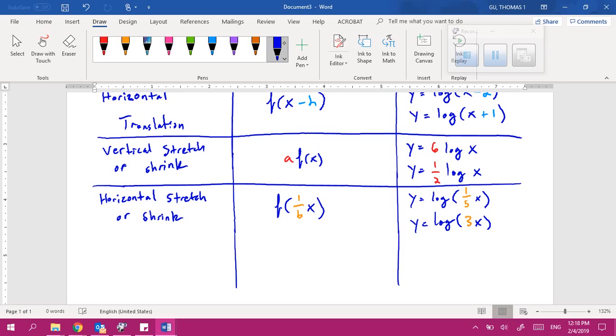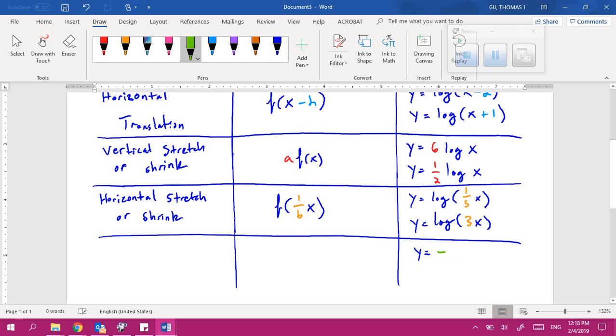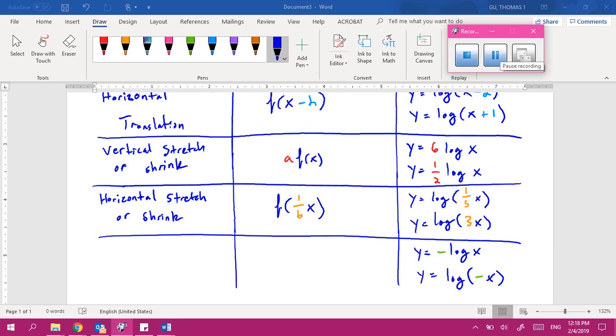Okay, and last examples is going to be y equals negative log of x and y equals log of negative x. So with the y equals negative log of x, with the negative sign out in front, what do you think that does? Reflect over the x-axis, that's right. And what do you think that the negative that's being applied to just the x does? Reflect over y, that's right.